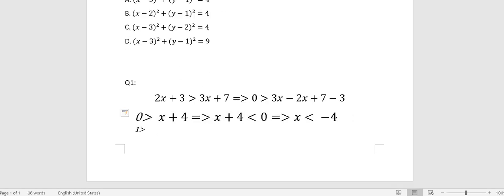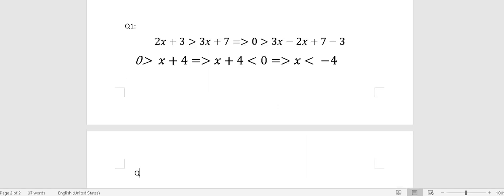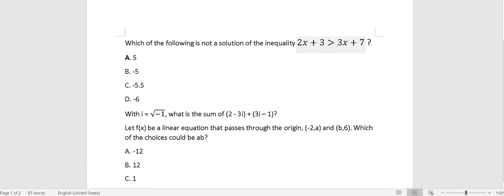Oh my. I don't know, it just randomly changed to italics. Question 2.